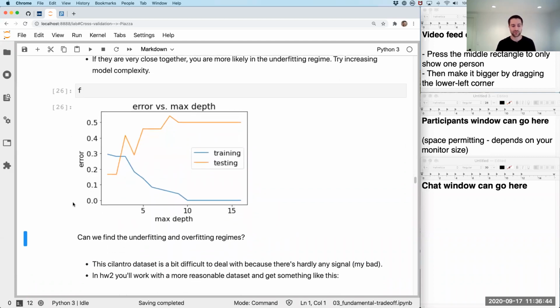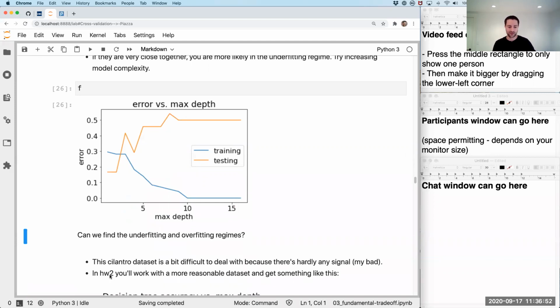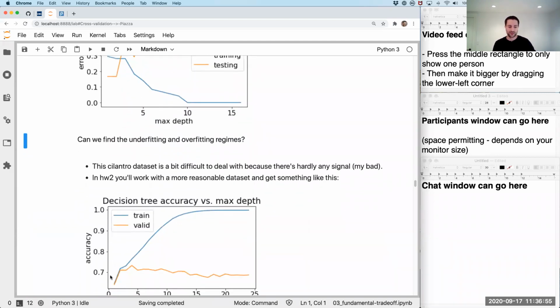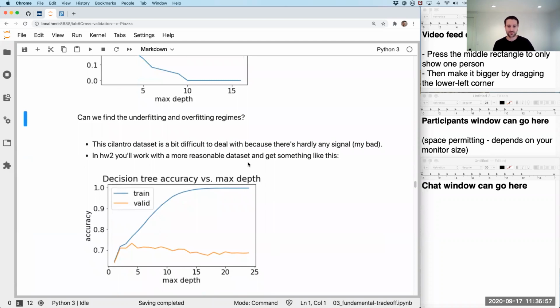So let me talk about the homework 2 data set for a minute. This is the cilantro data set. Again, there's just not a lot of signal in it, so we can't really see something that I want to show you. So here's a plot that you're going to get. You're going to get something like this plot in homework 2 for the Spotify data set. Sorry for flipping the axes on you. This is back to accuracy here because I just screenshotted it from the homework.